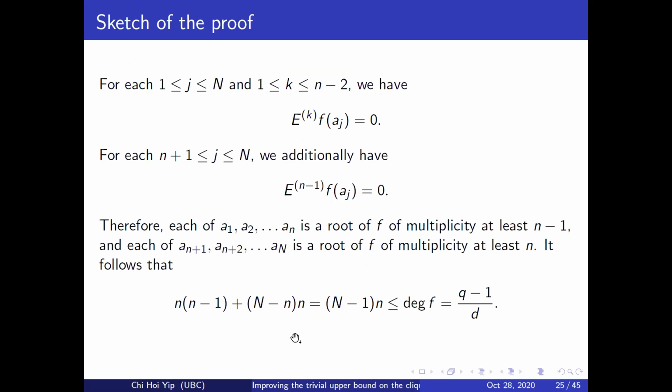And similarly, we can show that the high order hyperderivatives also vanish at a_j for k from 1 up to n minus 2. And if j is between n plus 1 and capital N, then we additionally have the (n minus 1)th hyperderivative of f at a_j is 0.